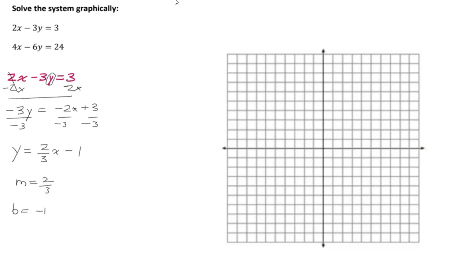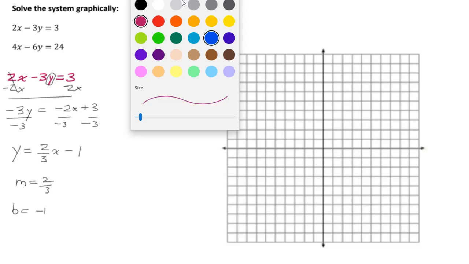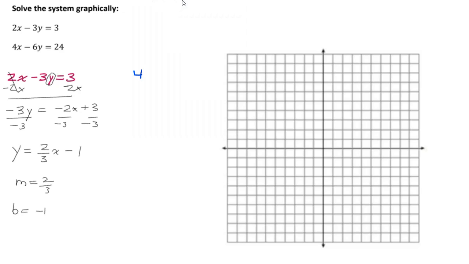Again, this is another time to pause the video if you want to try this second equation on your own. Try to get it into y equals first before we graph it. So again, this is a good time if you need to pause the video and try solving this one for y on your own.